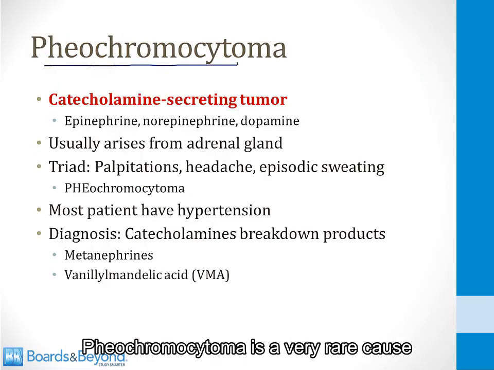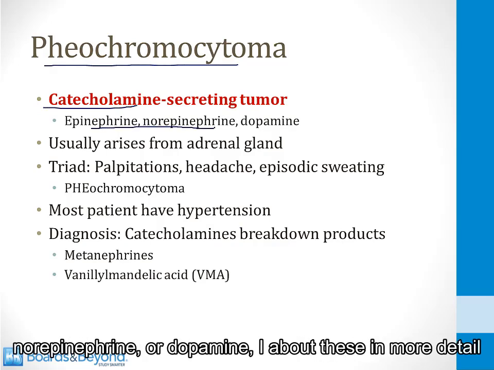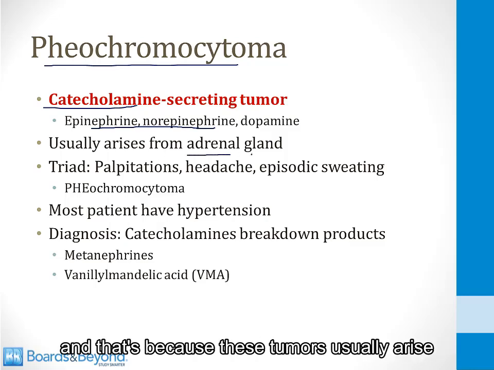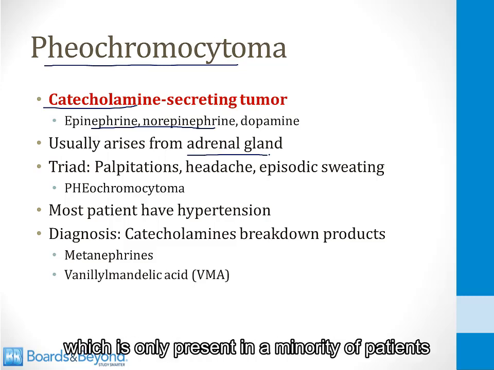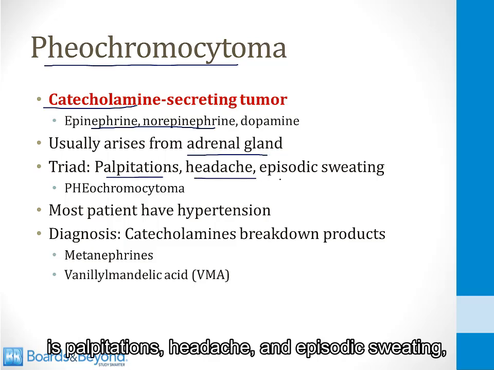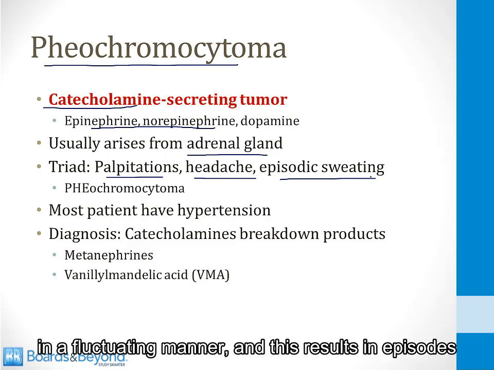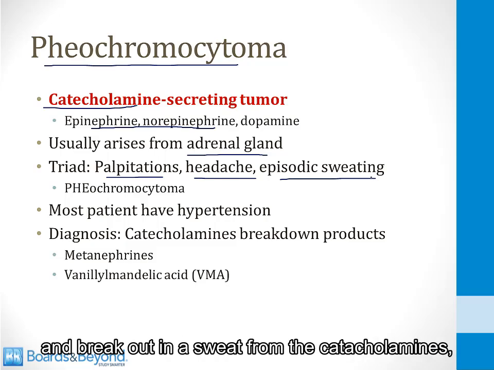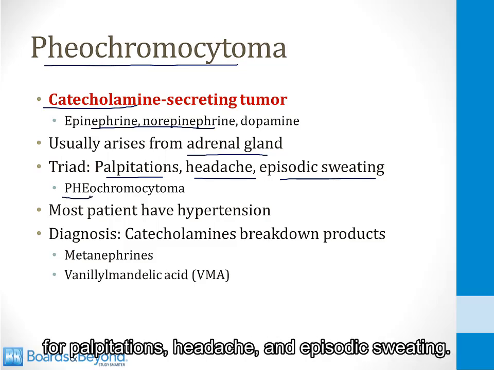Pheochromocytoma is a very rare cause of secondary hypertension. These are tumors that secrete catecholamines like epinephrine, norepinephrine, or dopamine. I talk about these in more detail in the endocrine section modules on the adrenal gland, and that's because these tumors usually arise from the adrenal gland. The classic triad of symptoms, which is only present in a minority of patients, is palpitations, headache, and episodic sweating. The tumors tend to release catecholamines in a fluctuating manner, and this results in episodes where patients feel palpitations, develop a headache, and break out in a sweat from the catecholamines. Some people remember PHE in pheochromocytoma for palpitations, headache, and episodic sweating.